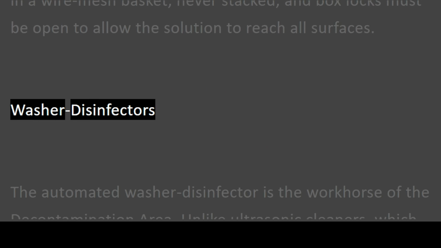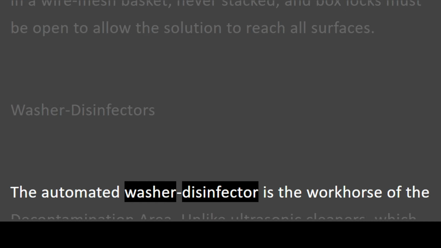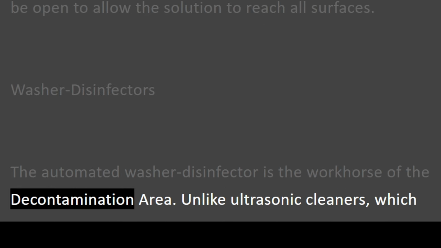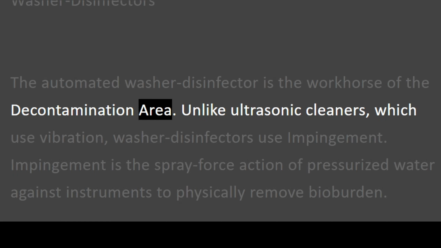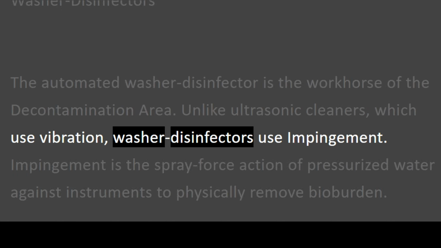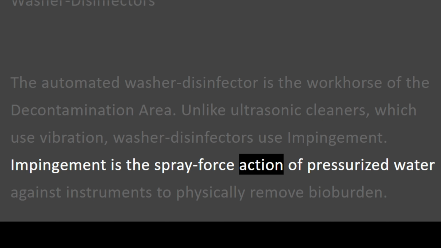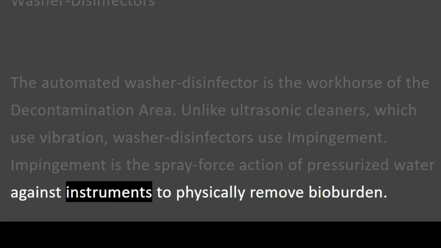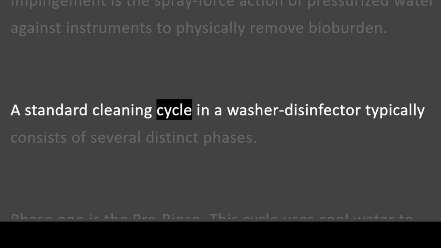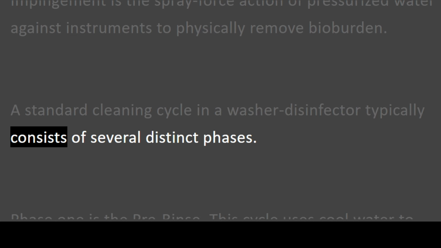Washer disinfectors. The automated washer disinfector is the workhorse of the decontamination area. Unlike ultrasonic cleaners, which use vibration, washer disinfectors use impingement. Impingement is the spray force action of pressurized water against instruments to physically remove bioburden. A standard cleaning cycle in a washer disinfector typically consists of several distinct phases.